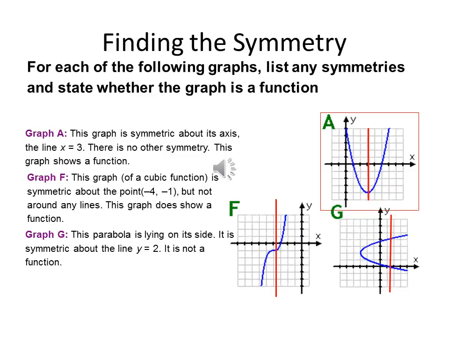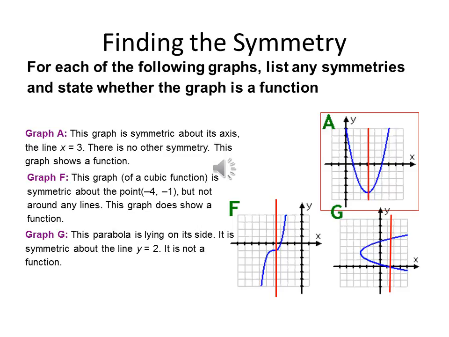Alright, so you looked at graph A. Is it a function? Does it have symmetry? Let's check. Let's run a vertical line test on it. Okay, before we even read anything else, we can tell that it is a function. Alright, graph A. This graph is symmetric about its axis, the line x equals 3. There is no other symmetry. The graph shows a function. We already stated that based off of our vertical line test.